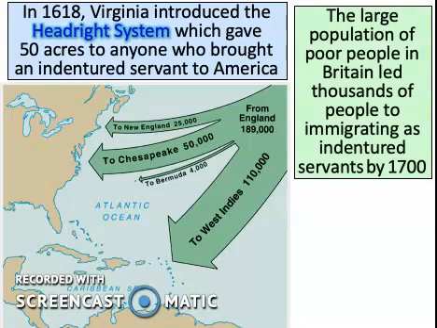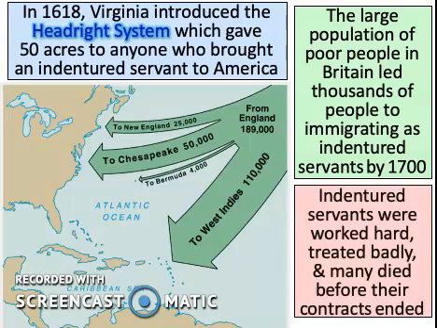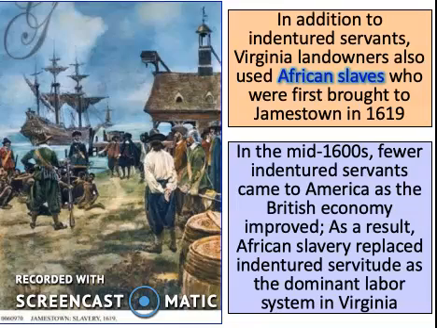And so we see thousands of people from Britain start to migrate as indentured servants. By 1700, we see from England almost 189,000 people come over. Now, indentured servants worked hard, but they were treated very, very badly. Many died before their contracts ended due to the bad working conditions, the poor treatment, diseases, or even Indian attacks that they faced.